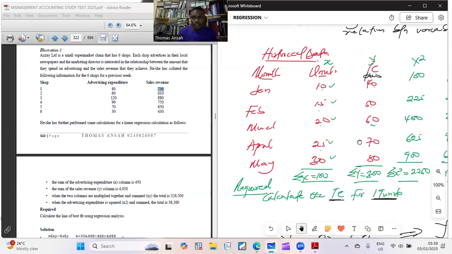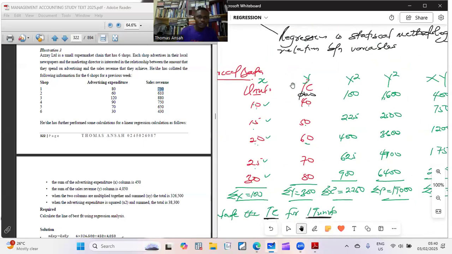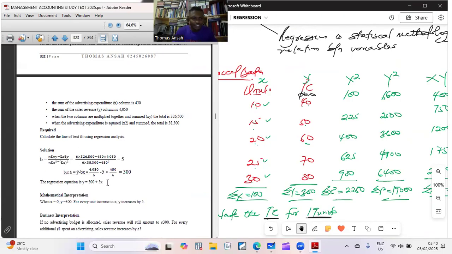So what you saw here: generate x squared so that you can square this, generate y squared so that you can square this, then do xy so that you can multiply and get the totals. So you see what I've done here, the summations are there for you. So here, it says that you are to generate the linear equation. That is what you are doing, the best fit for the regression analysis, and it is the equation. So you derive your equation here.